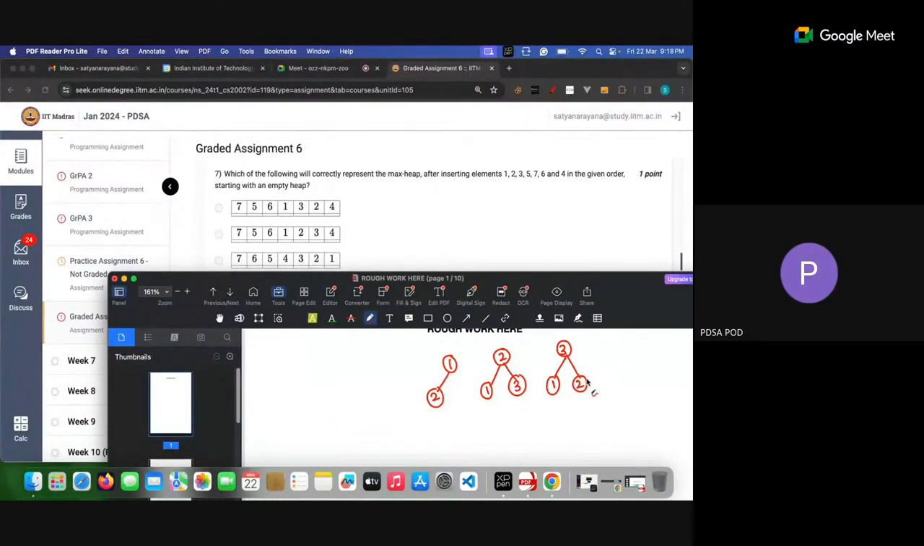Yes. Now my question is, is there any condition that left must be less than right, or right must be greater than left, in the max heap? No, sir, no such condition. The only condition is that the root must be greater than its left and right descendants. The left and right descendants may be in different order. We don't know. Left might be greater than right, or right might be greater than left. It might be there. So the next value is 5.